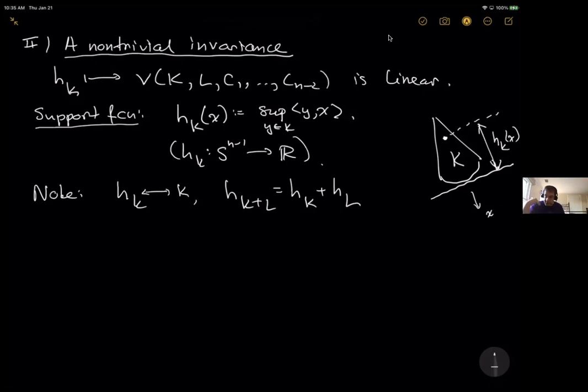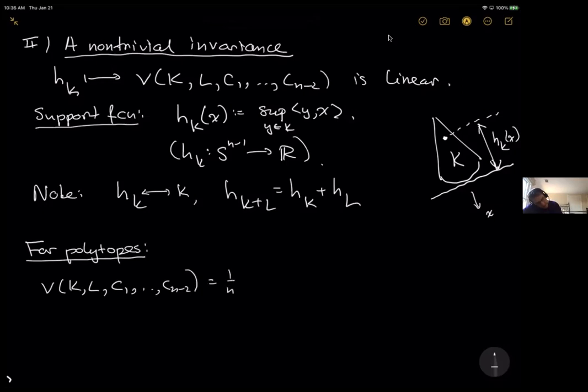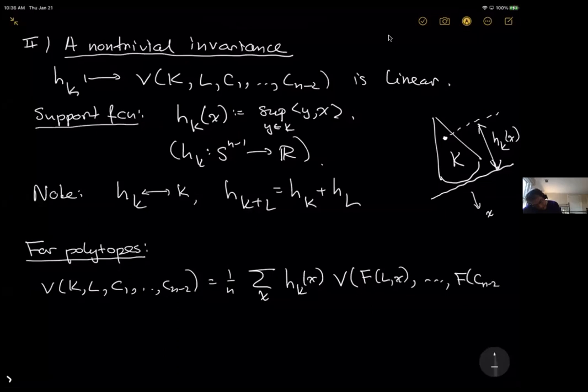So I'm just going to write down the formula for polytopes. This is a general formula, but let me write down the formula for polytopes. So for polytopes, there's a very nice explicit formula which says that the mixed volume of k, L, C1 to Cn minus 2, what is it? It's 1 over the dimension times the sum over all directions in the unit sphere, I'll clarify that in a moment, of the support function at x times the mixed volume of the faces of the bodies. So this F(L,x) means the face of the polytope L with normal direction x. And so here you see you have the faces, if these are n dimensional bodies, the faces can be at most n-1 dimensional, right? And this is a mixed volume of n-1 convex bodies that are n-1 dimensional. So that is correct, right?